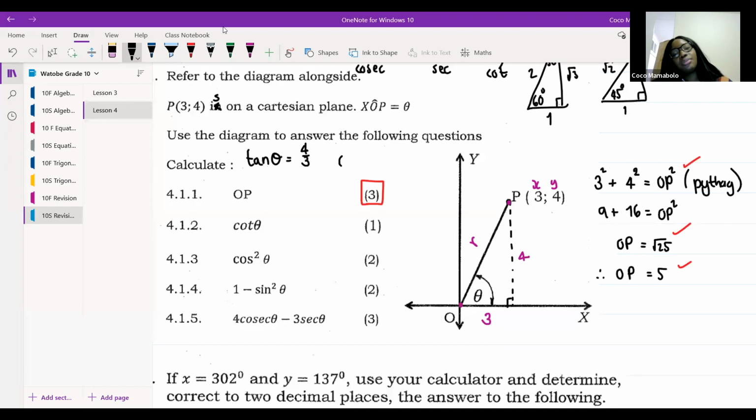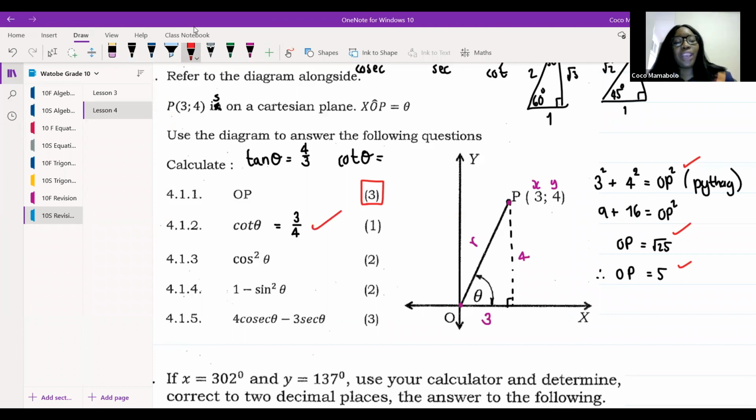Now, because cot of theta is the cousin or the reciprocal of tan, what we're going to do is the opposite of that. For cot theta, we're going to write the other way around. So what is cot of theta? That's it, 3 over 4. We're just going to swap them around: x over y instead of y over x. So cot of theta is equal to 3 over 4. Okay, 1 mark. That's all you're going to get.